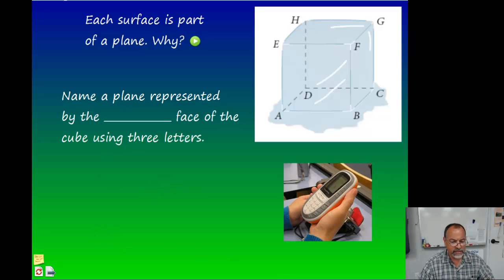Okay, so let's practice naming planes. Let's look at the front face of the cube. So this face on the front. How would you name this part of the plane? Again, you need to use 3 letters of 3 points that are in the plane, as long as those 3 points are not on the same line.